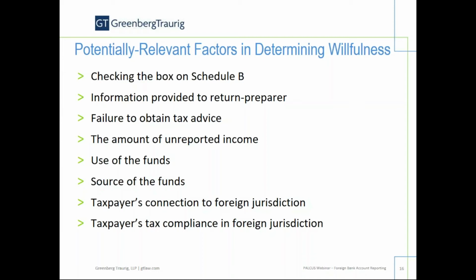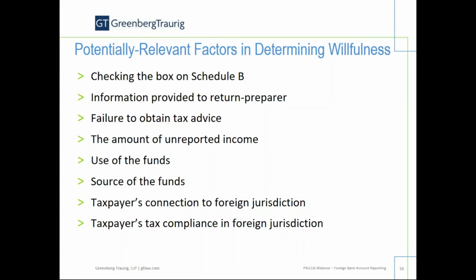The amount of unreported income: let's say that you have an interest in foreign bank accounts and you're earning a lot of money on it, and it's also not being reported, meaning the income tax on that and the FBAR, that might be a factor to go towards willfulness.